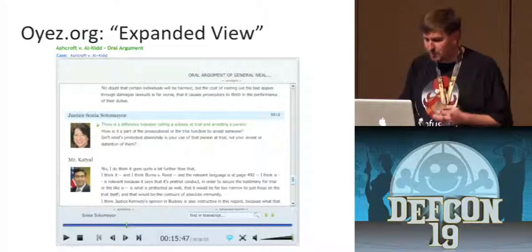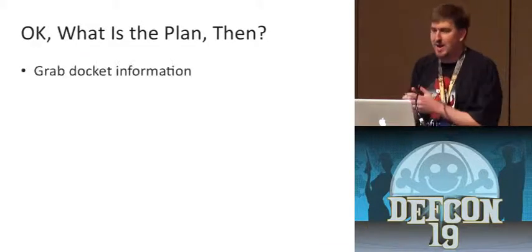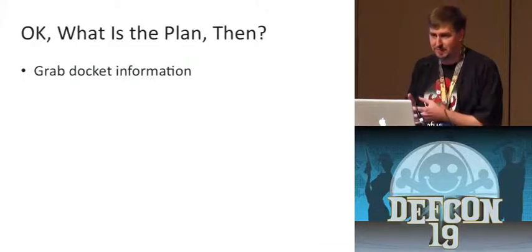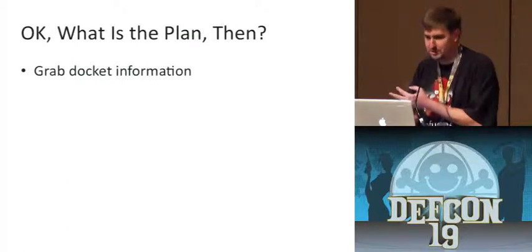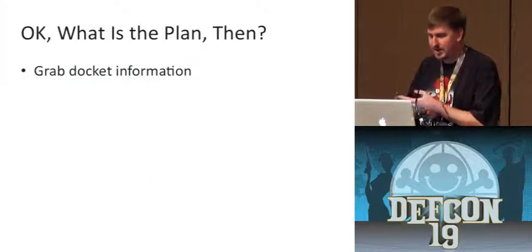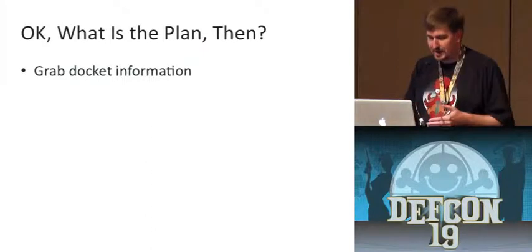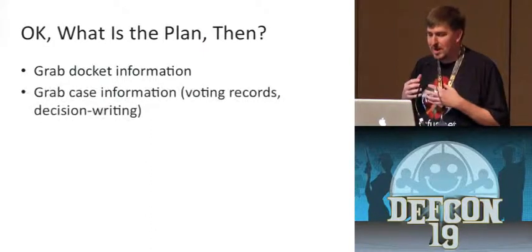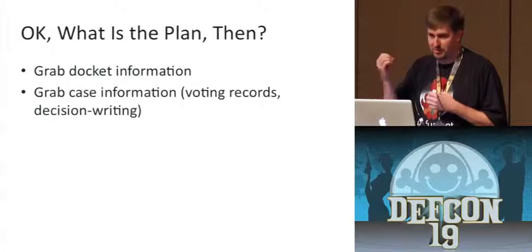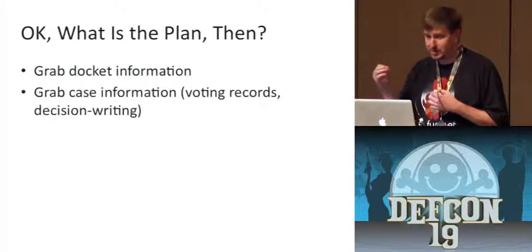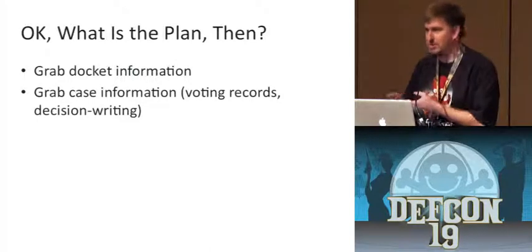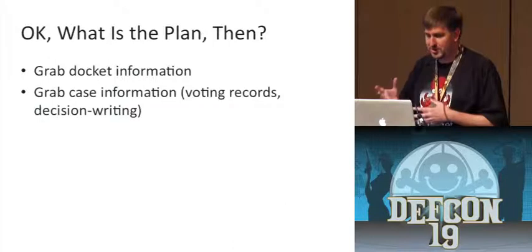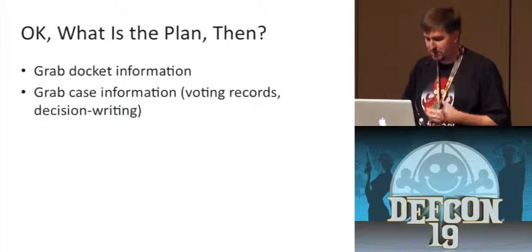So my plan was, let's go ahead and grab all of the docket information. By docket information, I mean the list of cases, who the justices participating in them were, and when they were heard. And then we're going to grab the information about the individual cases. How did each justice vote? Did they write a decision in the case? In other words, the majority opinion of the court, or a dissent, or a concurrence? Did they write something that expressed an opinion?